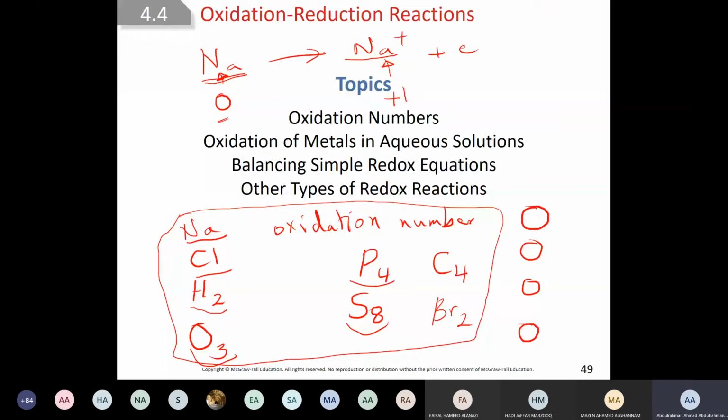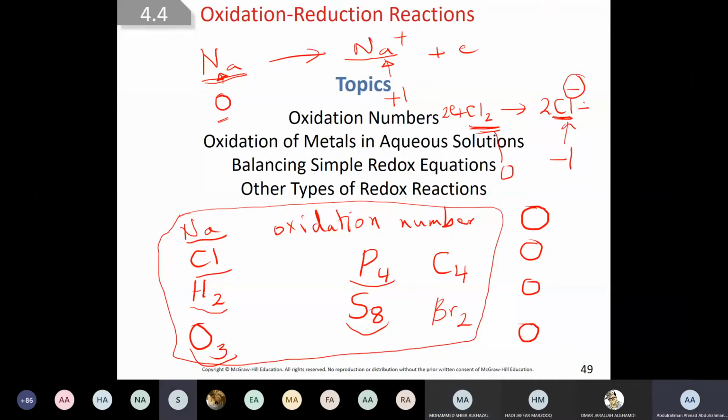Now, if I have Cl2 goes to 2Cl minus, and of course it needs 2 electrons. What's the oxidation number of this chlorine? Zero, because it's by itself. What's the oxidation number of this chloride ion? Minus one. It's only minus 1.